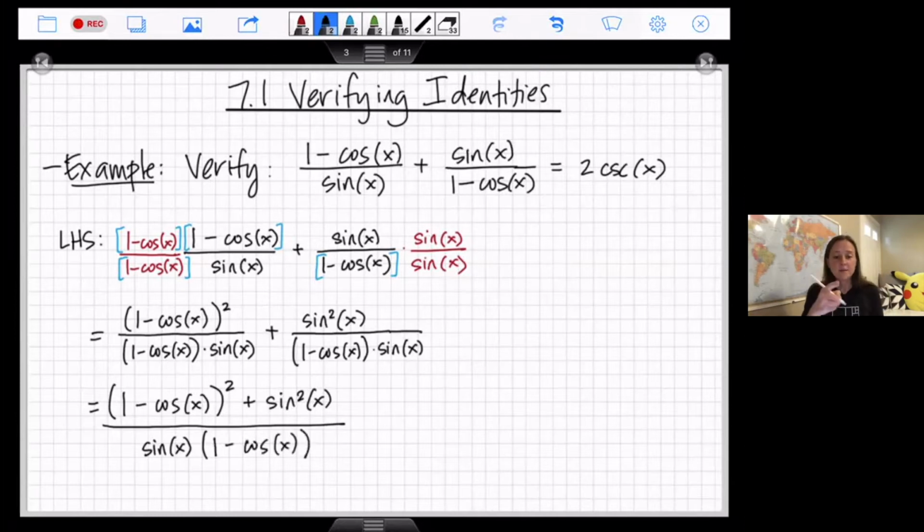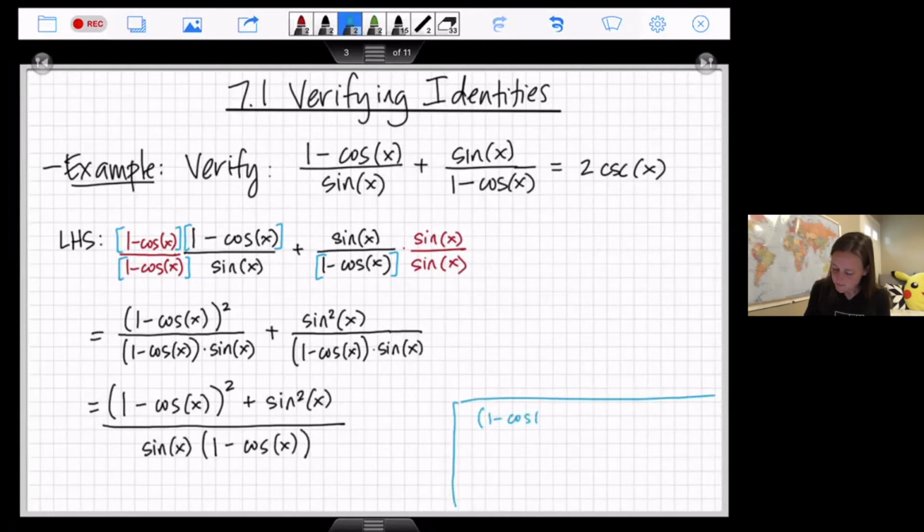Again, do not panic if you have no idea where we're going with this. We're just going to keep manipulating this thing until we figure something out. So I'm going to take that numerator and FOIL that out. I'm going to do that off to the side in a scratch work box over here. So I'm going to take 1 minus cosine x and multiply it by 1 minus cosine x, just multiply it out like a binomial.